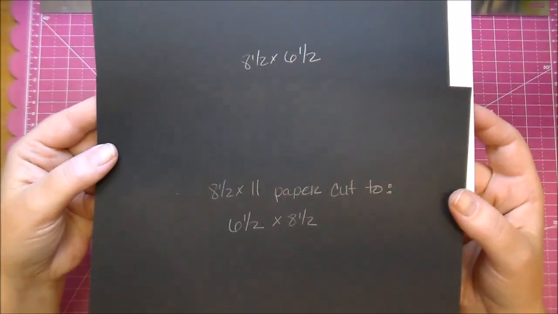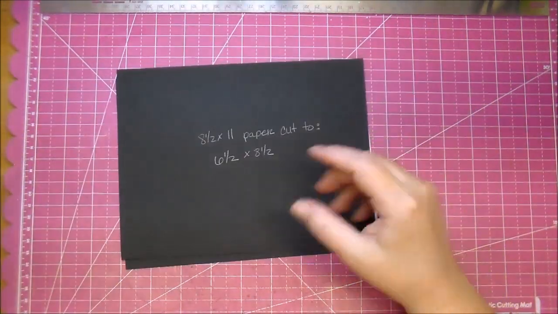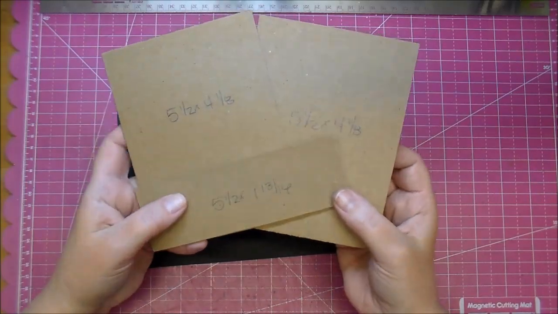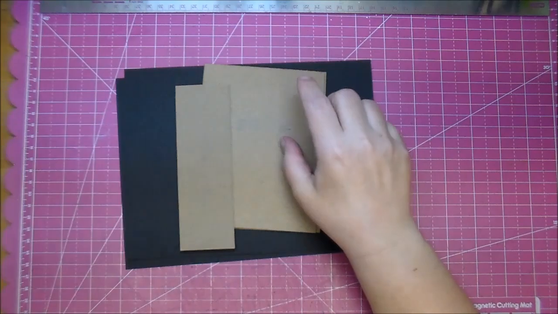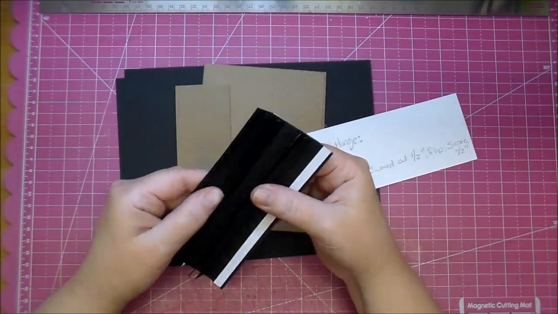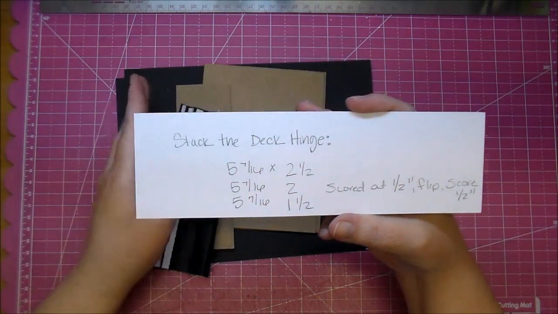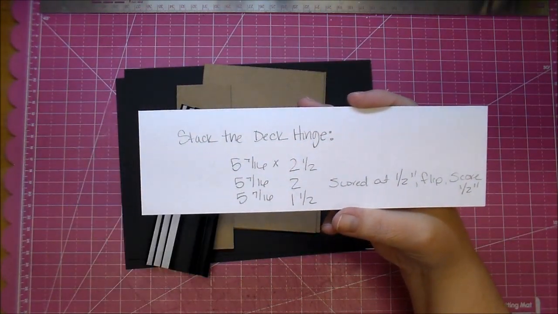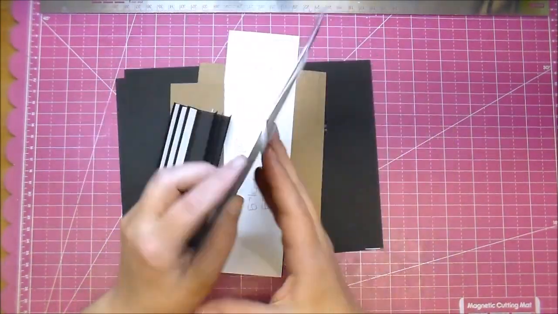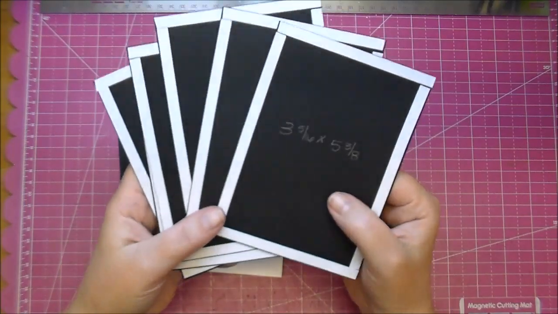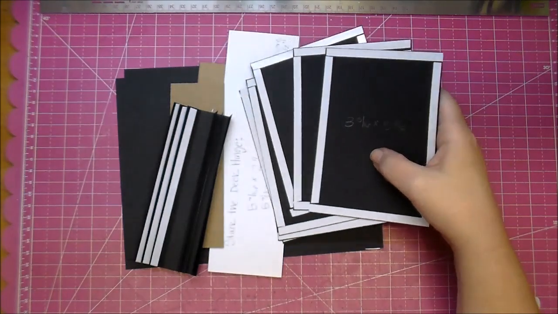You can pause on them if you want, but I'm using 8.5 by 6.5 black cardstock, and I'll overlap them by 1/2 inch. My chipboard is 5.5 by 4 1/8, and my spine is 1 13/16 by the 5.5. Here's my hinge. I'm only adding tape to one side, and I cut them all to 5 by 7/16 by 2.5, 2, and 1.5. Here are the papers that will go on the back of my envelope, and they're 3 5/16 by 5 3/8.